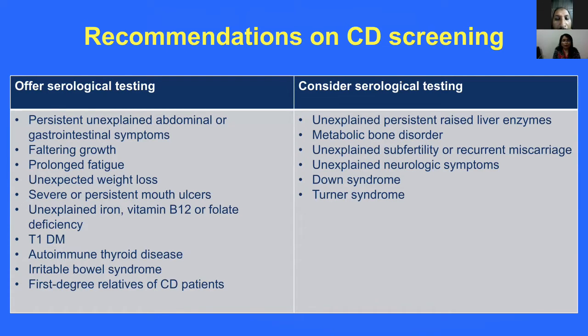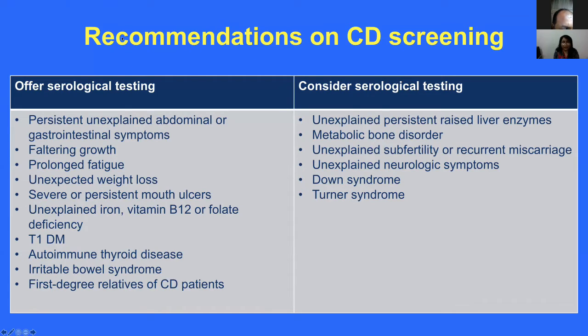Then comes how and when we should recommend celiac disease screening in patients. What are the underlying conditions in which we should screen? One is persistent unexplained pain abdomen, growth retardation, fatigue, unexpected weight loss, severe mouth ulcers, unexplained iron, B12 or folate deficiency, type 1 diabetes mellitus, autoimmune thyroiditis, IBS, and first degree relatives of celiac disease. Unexplained persistent raised transaminases are other areas in which we must get celiac serology done, as well as metabolic bone disorders, unexplained subfertility or recurrent abortions, unexplained neurological symptoms, Down syndrome, and Turner syndrome.